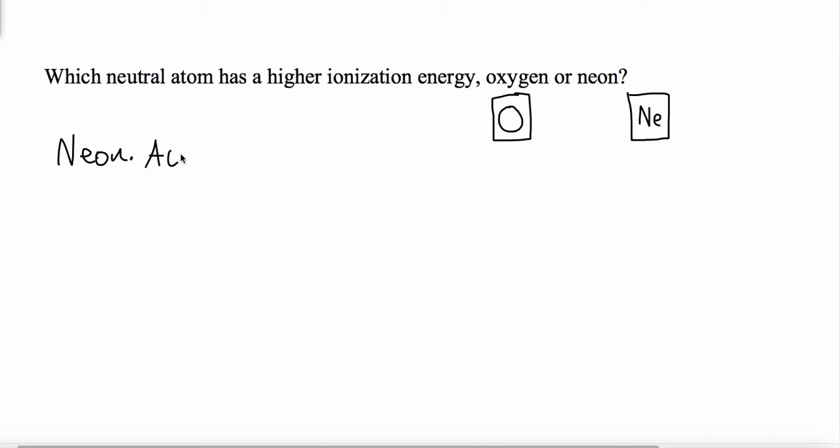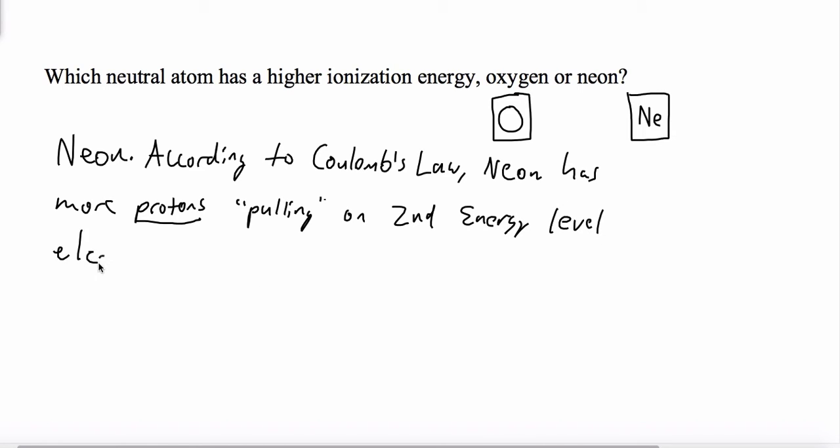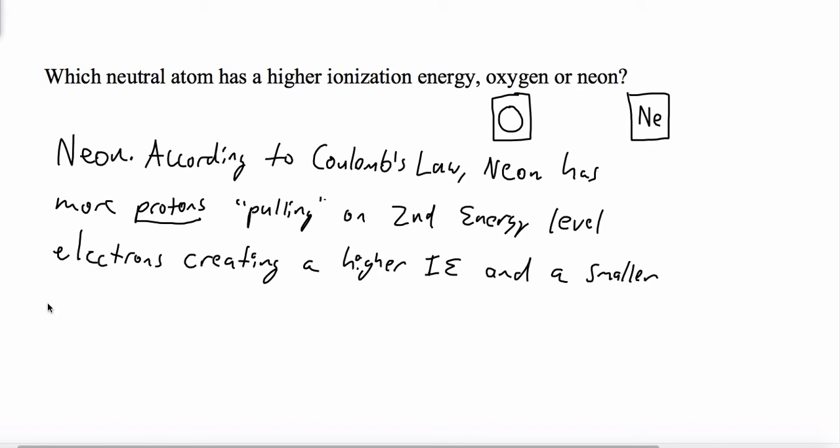And then you say, according to Coulomb's law, neon has more protons, and this is the key word, pulling on the second energy level electrons, creating a higher ionization energy, I'm going to say IE for short, and a smaller atomic radius.